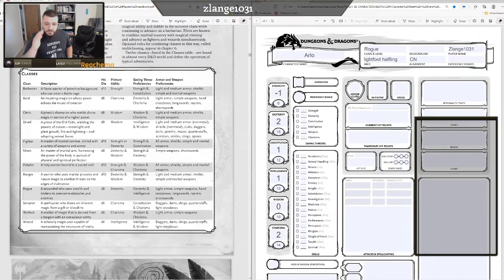Fighter, it's your basic martial class. You fight things. It's what you do. It can be easy, it can be challenging based on your subclass, but it can be fun either way. Monks. That is probably one of the strongest martial classes in my opinion. You have your ki points, you can just wreck someone's face.